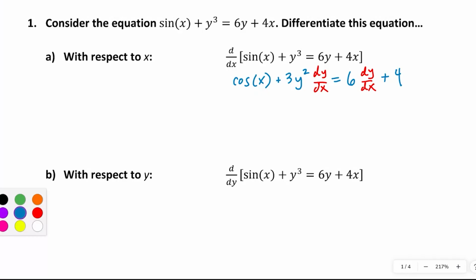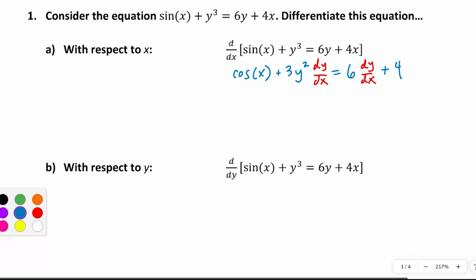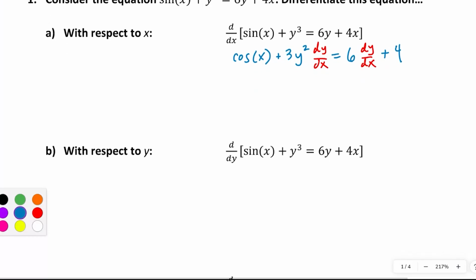Or, I'm sorry, dx/dy. So let's just roll through this. The derivative of sine x is cosine, but since we're differentiating with respect to y, okay, we've got to find the derivative of x with respect to y, which is not necessarily 1. Because the derivative of x with respect to y is going to be dx/dy, the derivative of x with respect to y.